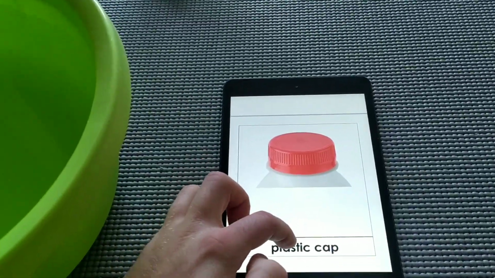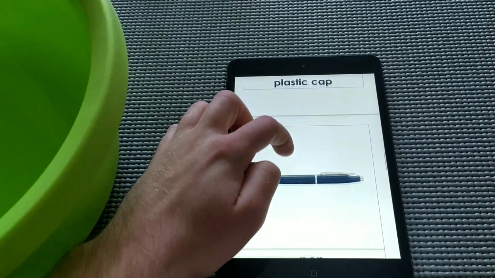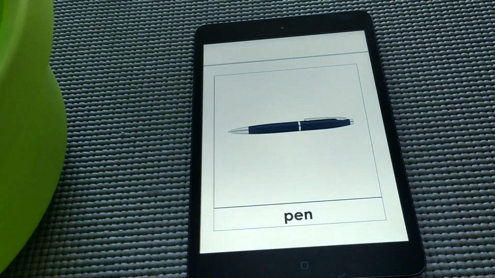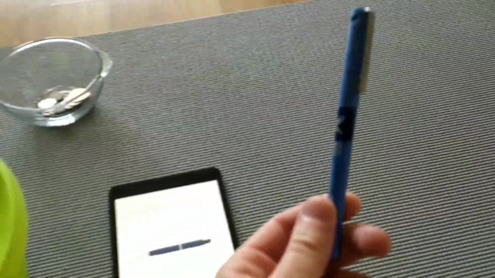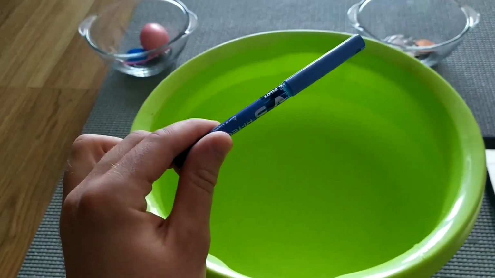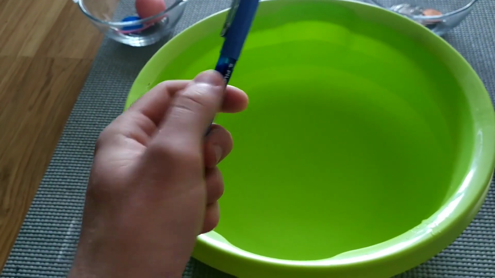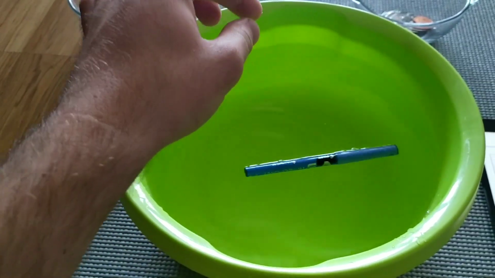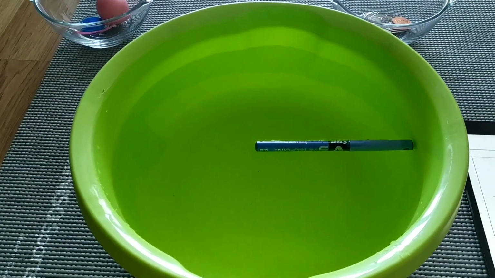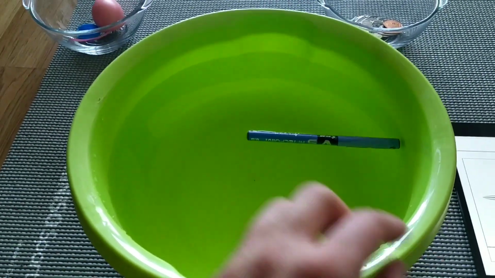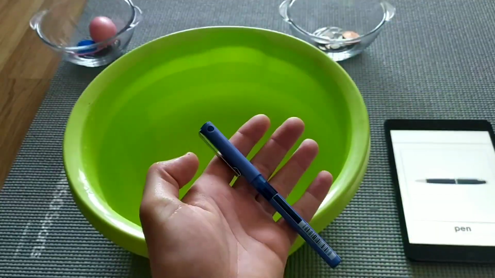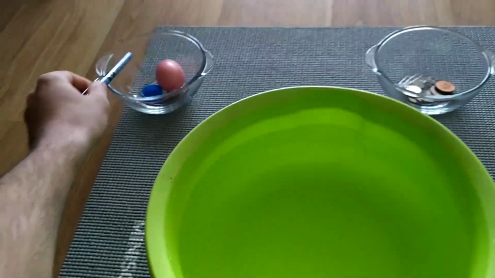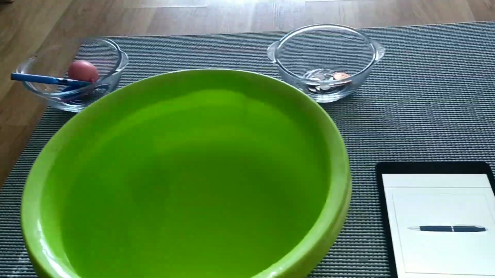Okay, the next object we are going to look at is a pen. So I need to take the pen. Here I have a pen. So what do you think will happen when I put it in water? So the pen is floating. The pen floats. So I can put the pen in the float bowl.